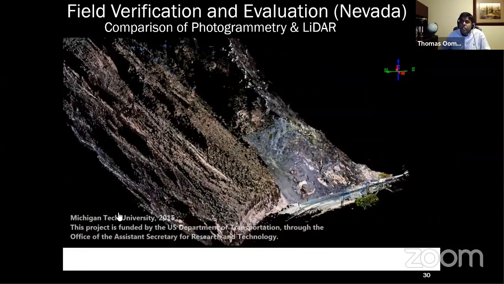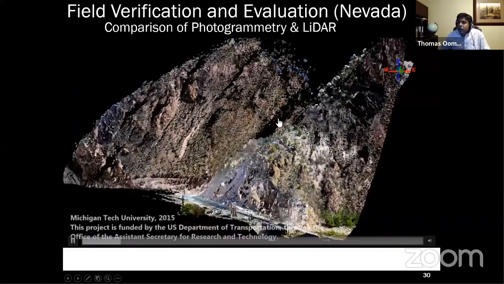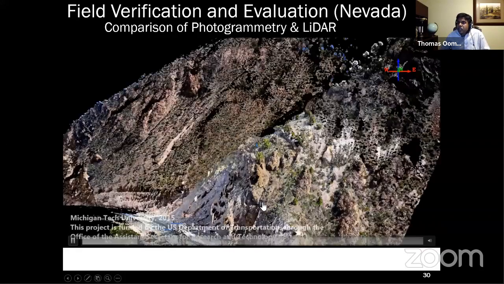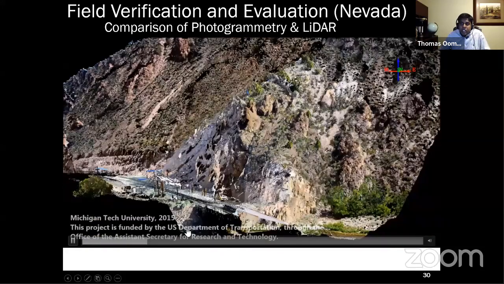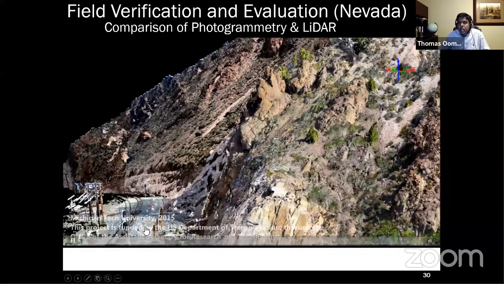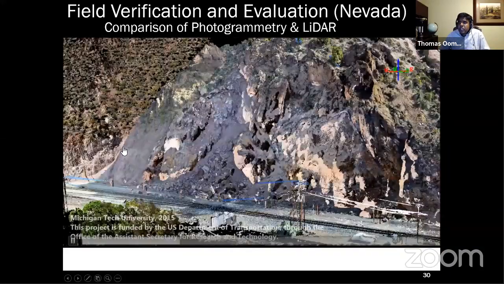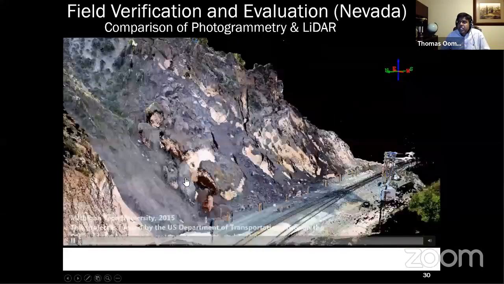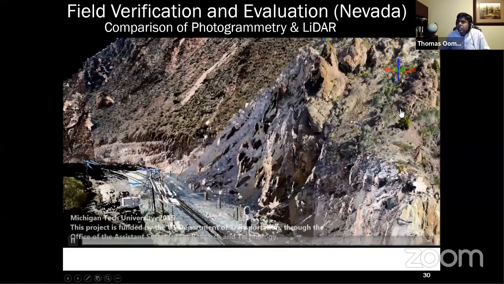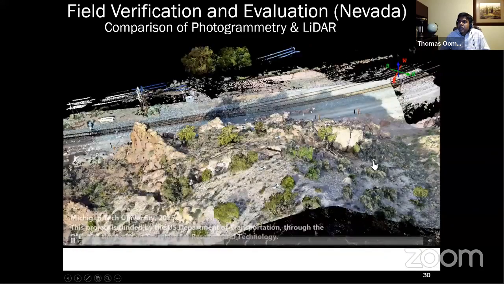So in the video that you're seeing, the larger area is from the LiDAR, and this short area, if you're able to see my cursor, is from the photogrammetry. You can actually see the rail infrastructure very clearly. You can measure any of that infrastructure. You can make measurements on the rock. You will see some of the failure planes that are forming. Right now, I'll turn off the LiDAR and just show you the photogrammetry in a second.